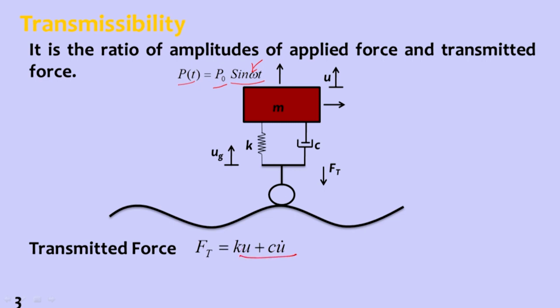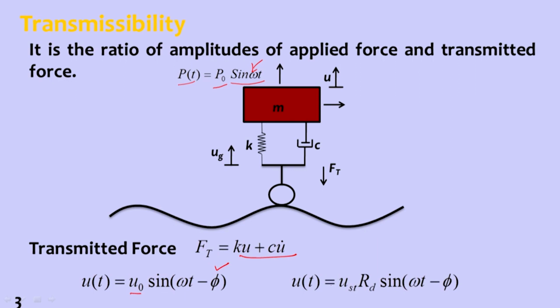Now let us find the solution of the equation of motion. The proposed solution is ut equals u0, which is the amplitude, sin omega t minus phi, where phi is the phase angle. And u0 is nothing but ust into Rd, where Rd we know is the ratio of dynamic displacement to static displacement amplitudes.